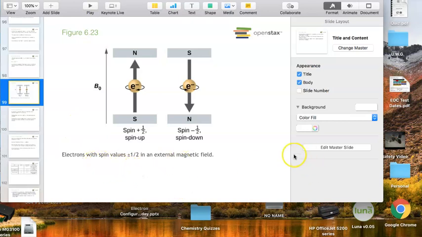In order for two different electrons to occupy the same orbital, they have to have opposite spins. So their m sub s value for the first electron is going to be plus 1/2, and for the second would be minus 1/2. That's the only way they can occupy the same orbital space.